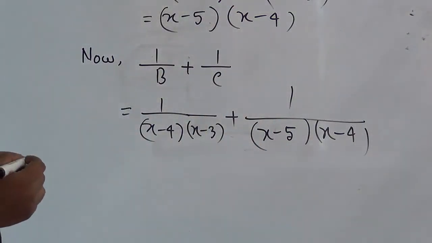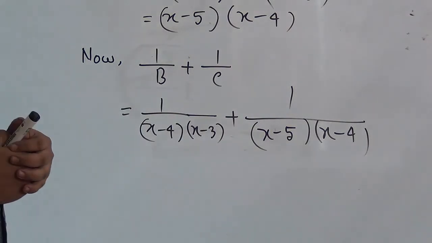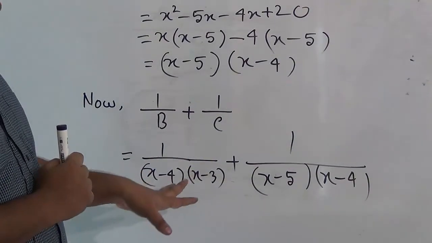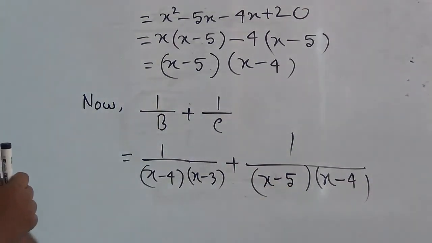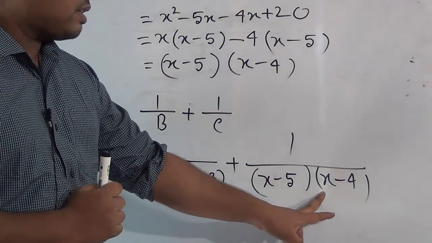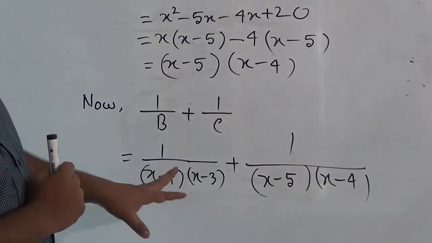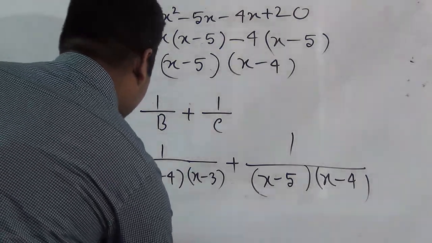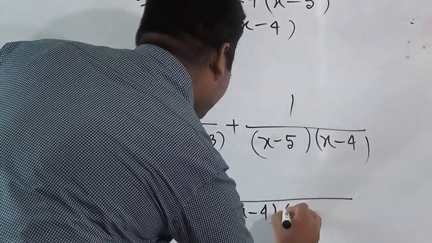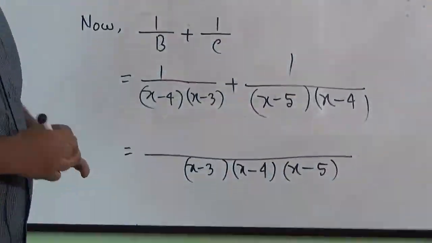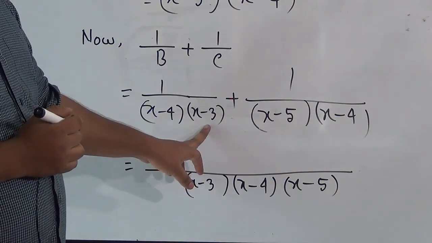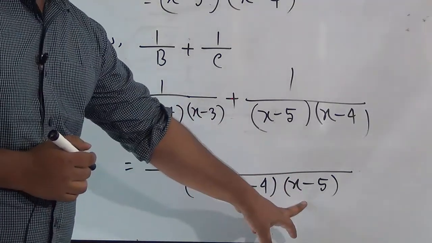My dear students, now we add these two expressions. In order to add these two expressions, what can we do? Just like subtraction, we first find the LCM of the denominators. Here you notice denominators are x minus 4, x minus 3 and x minus 5, x minus 4. The LCM of these two denominators is x minus 3, x minus 4, x minus 5. LCM means common and uncommon terms. Here x minus 4 is common, so we take x minus 4; x minus 3 is left, so we take x minus 3; and x minus 5.